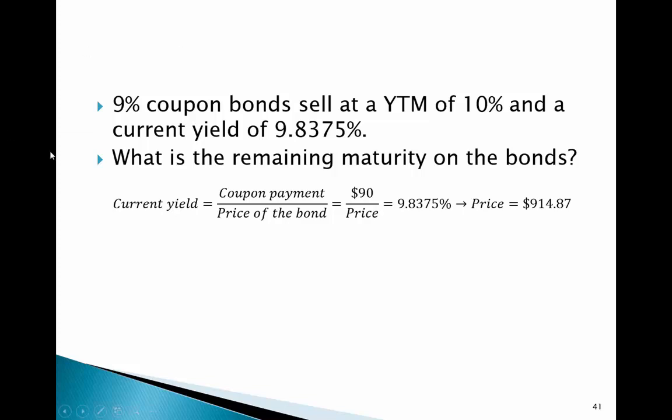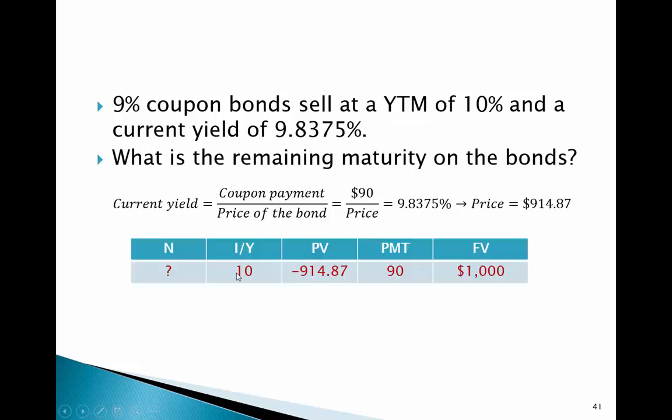Well, you have to remember what the current yield is. It's coupon payment divided by the price. So knowing the current yield and knowing the coupon rate, it's easy to solve for the price, right? The price is going to be $90 divided by the current yield, and that turns out to be $914.87. So now I can just put that in the calculator. You got to be sure that this is the opposite sign of these two payments. So putting that in, you'll get an N of 20.